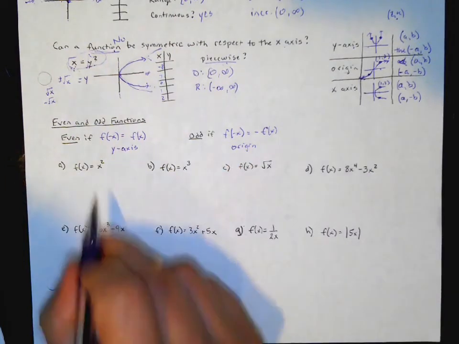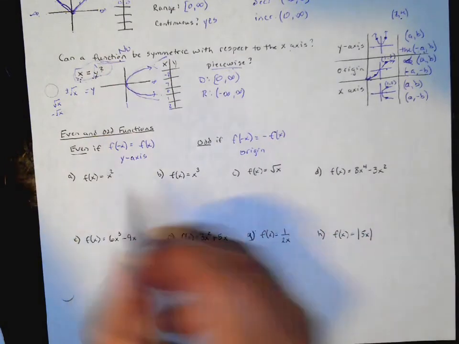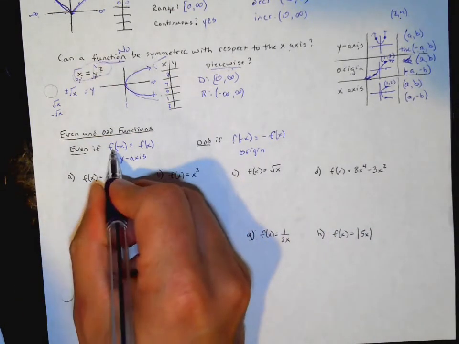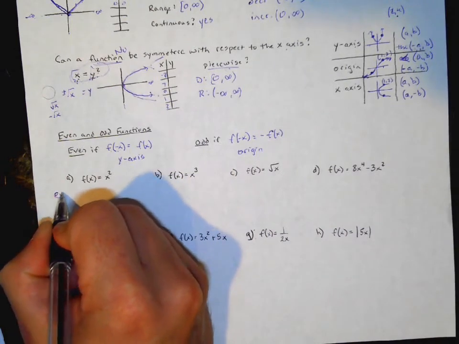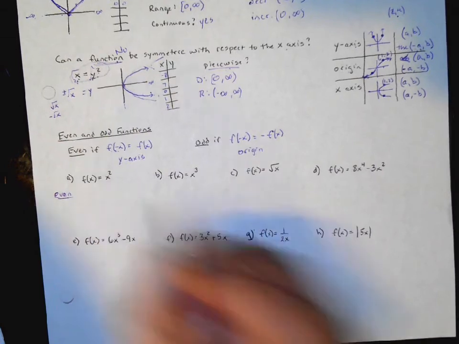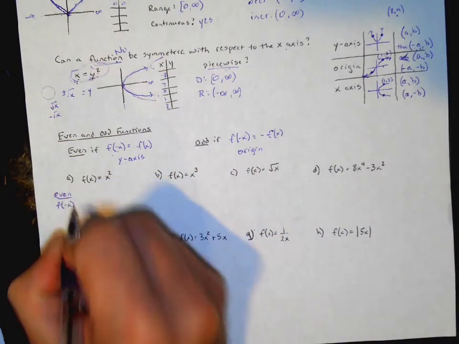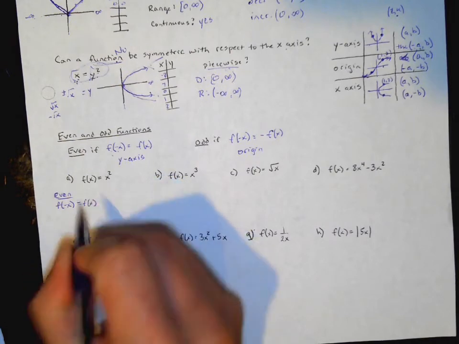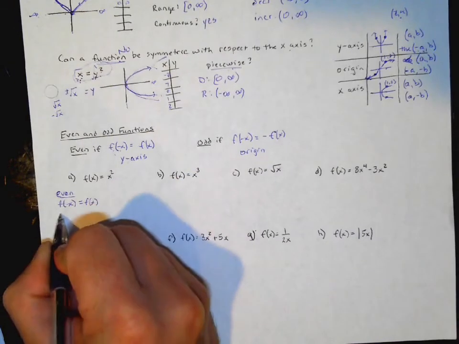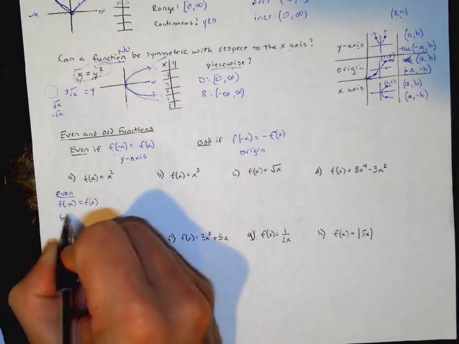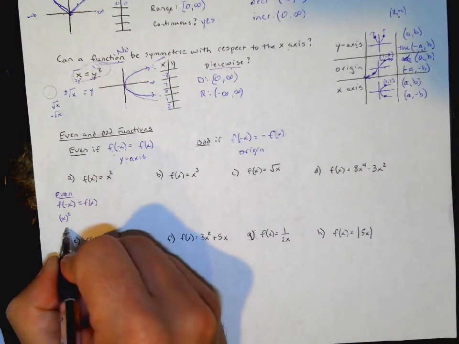Okay, so if I do this one here, we just kind of have to guess which one it might be. So I'm going to guess this one first. I'm going to test for if something's even first, and if not, then I would have to test for the odd. So f of negative x has to equal f of x if it is even. So if I plug a negative in here, I would have negative x squared. Okay, and if I square a negative number, it turns out to be a positive number.